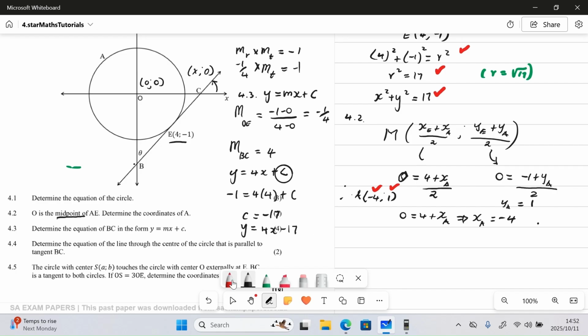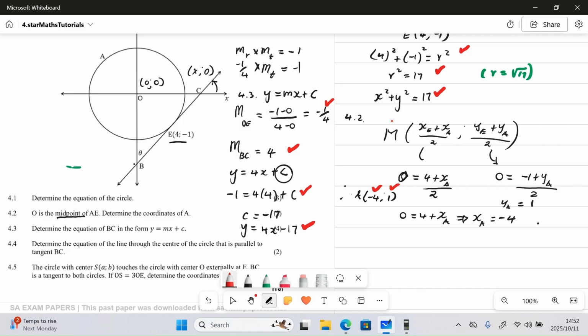Then how do we mark the equation? Then we can also mark the substitution into this, the gradient of this and the gradient of that. That is 4.